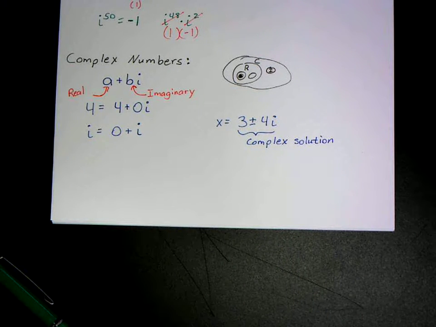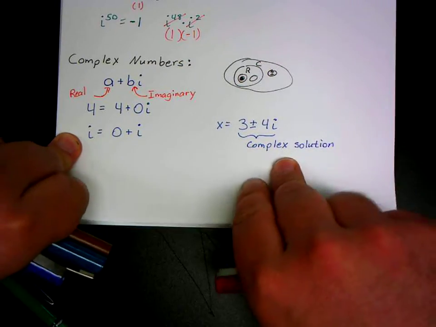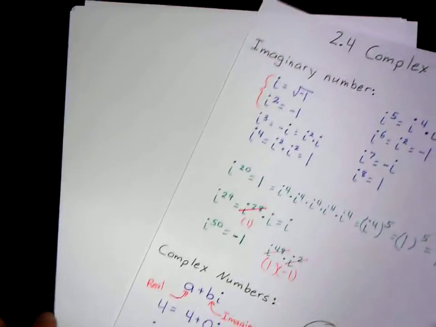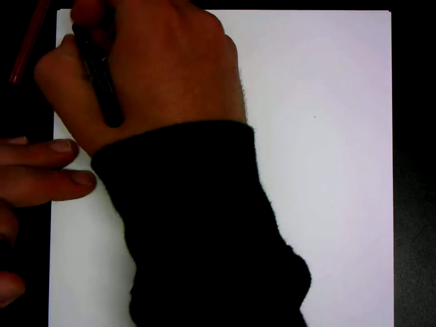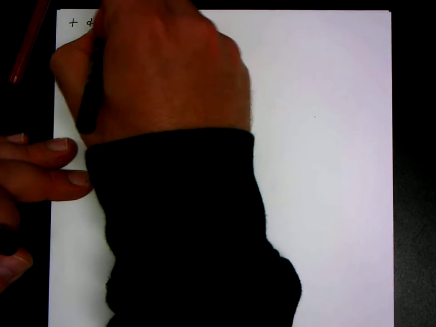All right, so next part is learning how to do math with complex numbers. Math though is easy with these until you get to division. Division is harder. Okay, so let's do addition and subtraction.